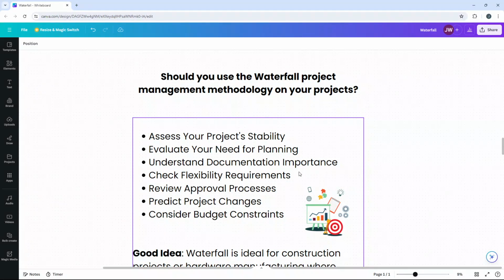Waterfall might not be suitable if your project needs frequent adjustments or iterative testing throughout its lifecycle. Review approval processes. So Waterfall can be beneficial if your project environment demands formal approvals and checkpoints before moving to subsequent phases. Predict project changes. So if your project scope and requirements are fixed, Waterfall can offer a straightforward, predictable path. And lastly, consider your budget constraints. Choose Waterfall to better align with fixed budgets, as its structured phase makes financial planning more manageable.